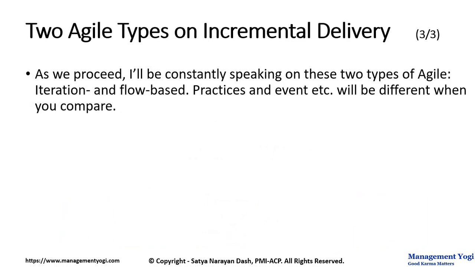As we proceed, I will be constantly speaking on these two types of Agile, iteration and flow-based Agile. Practices and events will be different when you compare these two. As I said, one example of iteration-based Agile is Scrum, whereas the example of flow-based Agile is Kanban.